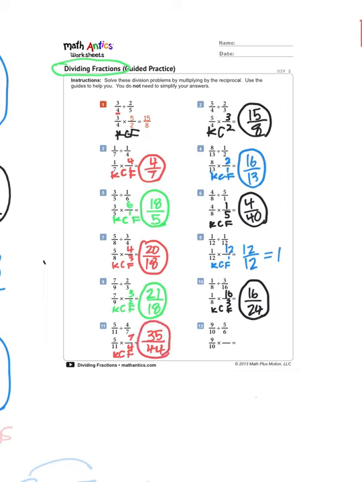Number 12. Using the KCF method, I'm dividing 9/10 divided by 5/6. I'm going to keep 9/10. I'm going to change division to multiplication, which they've done for me. And I'm going to find the reciprocal for 5/6, which is 6/5. Now I'm multiplying 9 times 6, which is 54. 10 times 5, which is 50. 54 over 50 is my final answer.